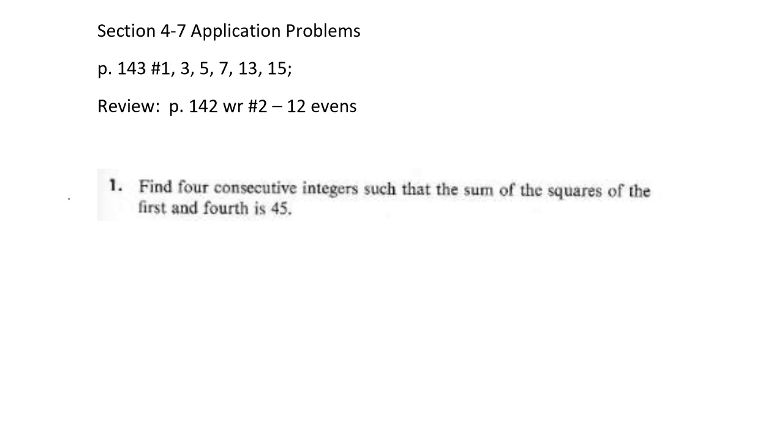First step, define variables. We're looking for 4 consecutive integers. So our first number we could call x. The next consecutive integer after that would be x plus 1. Our third consecutive integer would be x plus 2. And the fourth one would be x plus 3. The idea is that the word consecutive tells you that each number is one more than the previous number.